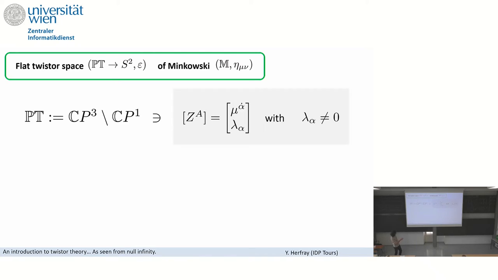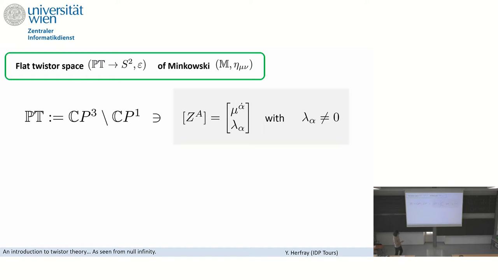So twistor space for us, that's what the definition here in the flat context is. Twistor space is C4. And do you see why it's happening? Because it's the fundamental representation of the conformal group when you're thinking of the conformal group as being SL4C. A twistor is an element of the fundamental representation of SL4C, the complexified conformal group.